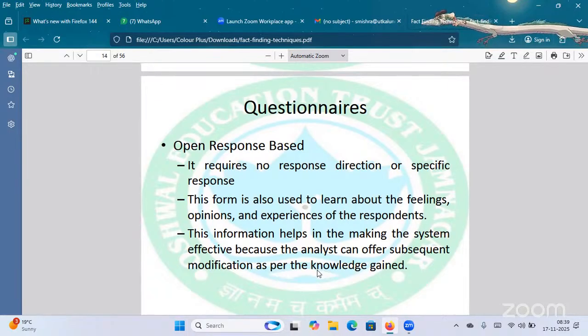This form is also used to learn about the feelings, opinions, and experience of the respondent. That means it is in a subjective manner. Clear? This information helps in making the system effective, because the analyst can make subsequent modifications as per the knowledge gained, because the participants in the questionnaire are free to provide their knowledge of the system to the system analyst in a written format.